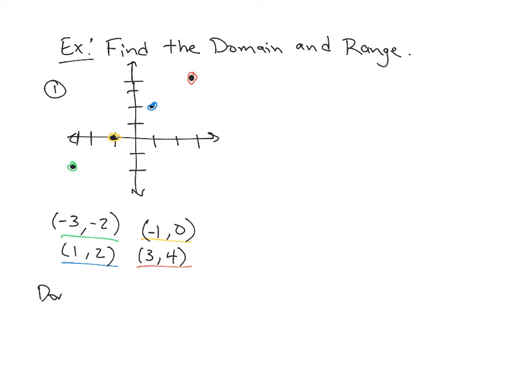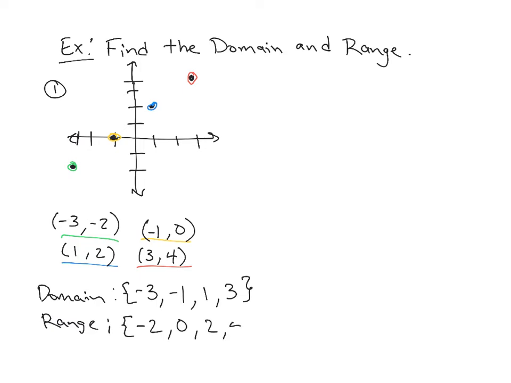Now, if I'm looking to write my domain and my range, my domain would be the set of all the x values. For the green point it would be -3, for the yellow point -1, for the blue point 1, and for the red point 3. In terms of the range, or the y values, it would be -2 for the green, 0 for the yellow, 2 for the blue, and 4 for the red point. So my domain would be the set -3, -1, 1, and 3, and the range would be the set -2, 0, 2, and 4.